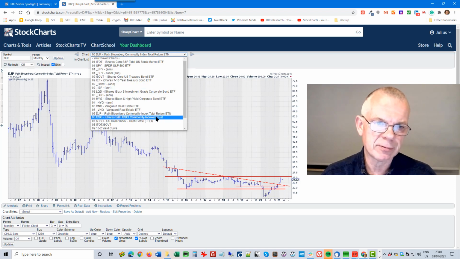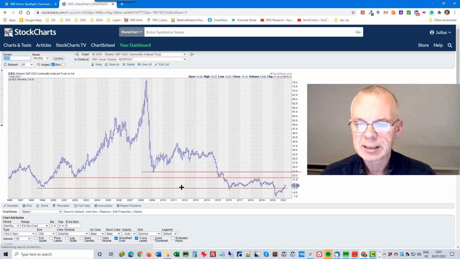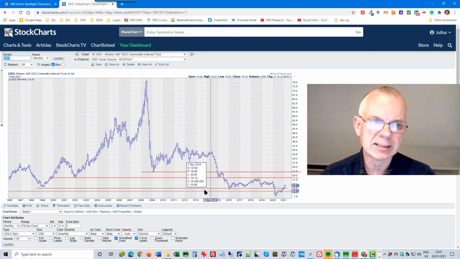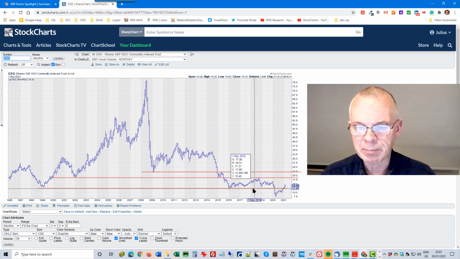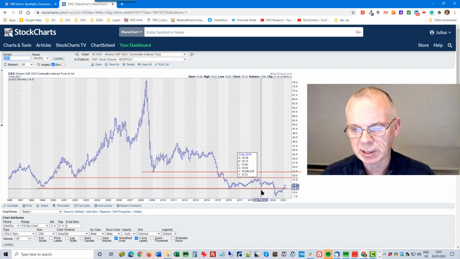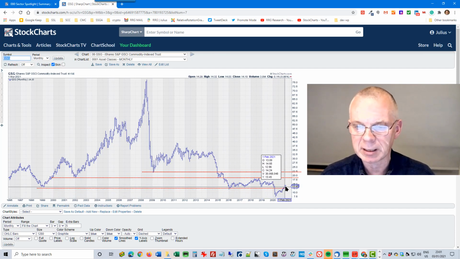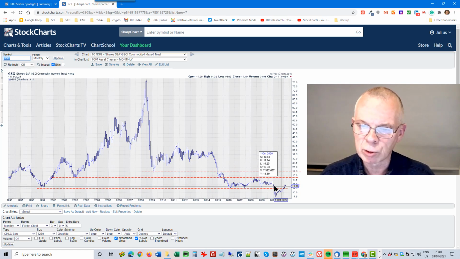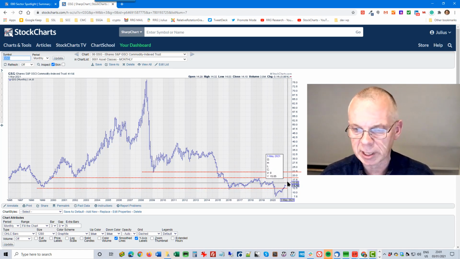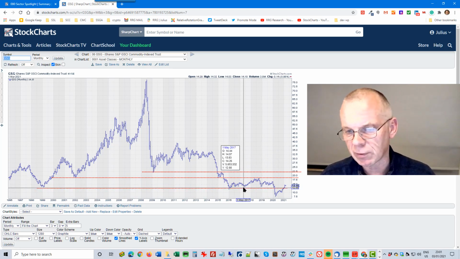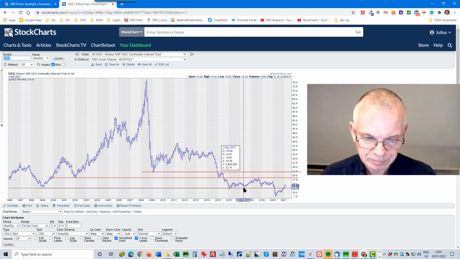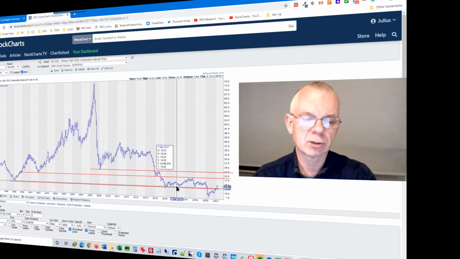Similar picture you see for GSG. Not as far yet as DJP, but you see that we're coming back above a very important support level that was broken, and we're now up there. And I think there's absolutely room for GSG to move higher to around the 17.5, 18 level. And that was it for commodities.